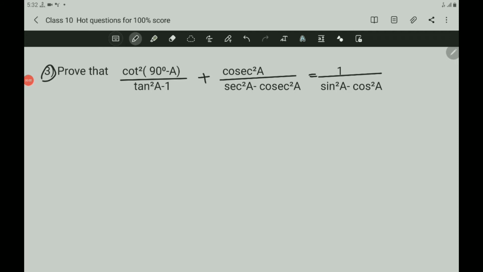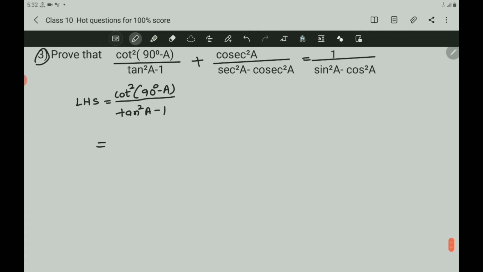Question number 3. Prove that cot²(90 degree minus A) divided by (tan²A minus 1) plus cosec²A divided by (sec²A minus cosec²A) equals 1 by (sin²A minus cos²A). Now you consider the LHS. LHS equals cot²(90 degree minus A) whole divided by tan²A minus 1.